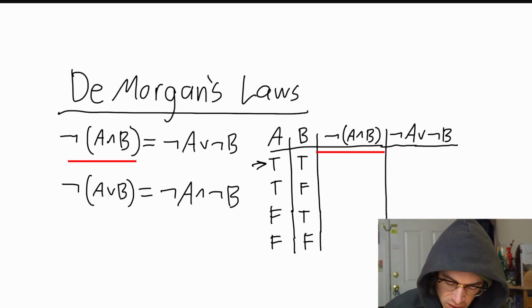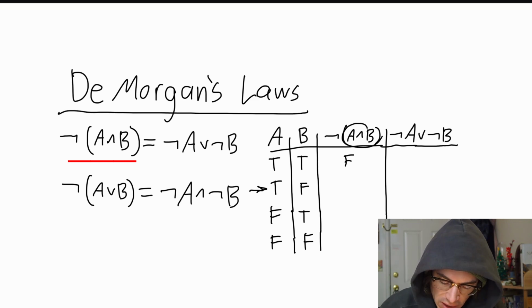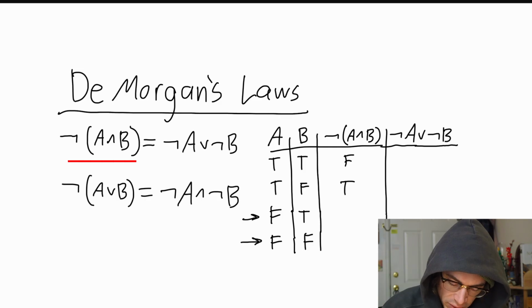So if A and B are true, then A and B is true, but then the negation flips it, and it's false. If A is true and B is false, then A and B is false, but then you flip it and make it true. And the same goes for the others. In both of these, A and B is false, then negation makes it true.